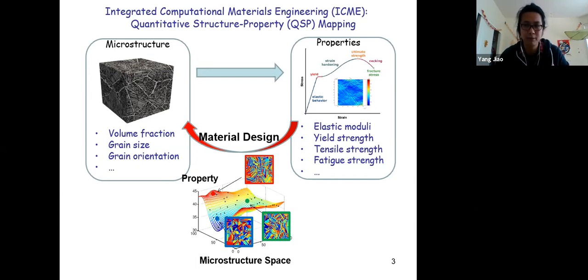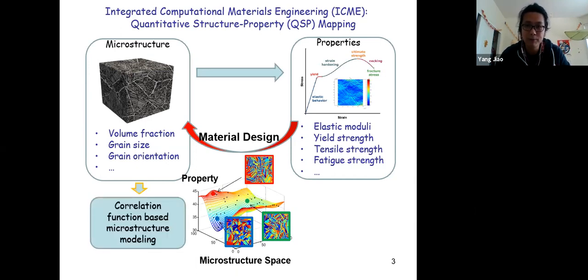So to make this mathematically or computationally feasible, the first challenge we have to address is that we need to find a reduced-dimension representation to quantify the microstructure, so we can actually perform a search. In this talk, we will propose a method called correlation function-based microstructure modeling, which allows us to reduce this high-dimensional microstructure space to hierarchical sets of correlation functions, mathematically well-defined functions that possibly enable us to search the space.